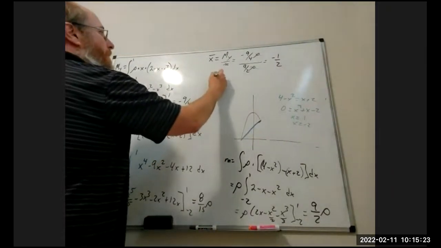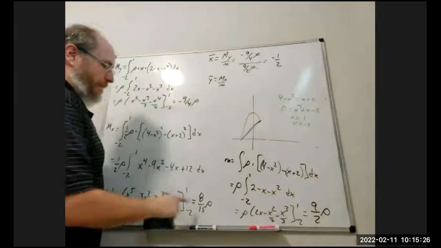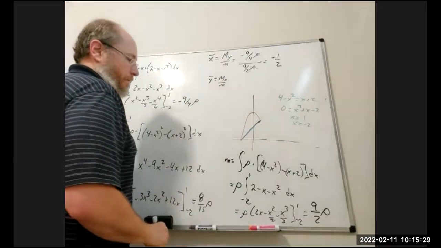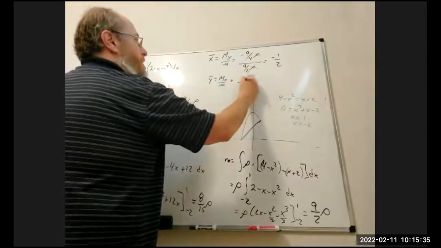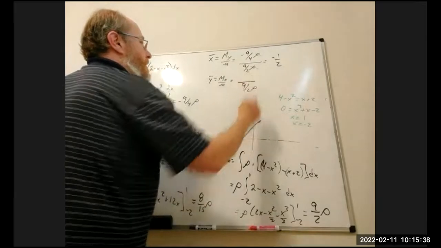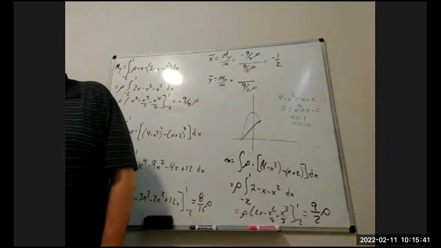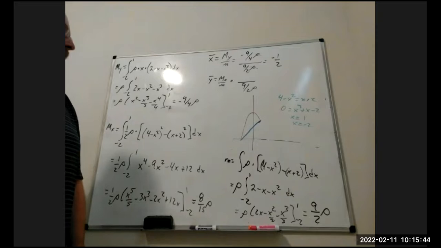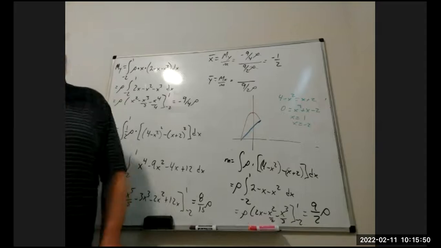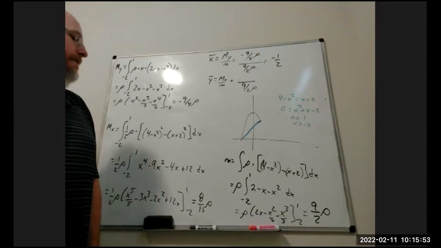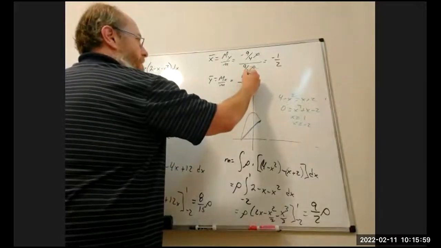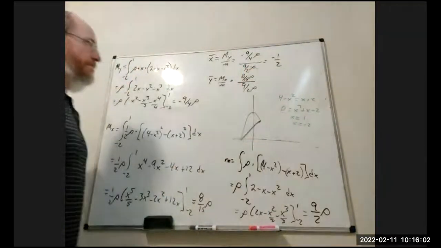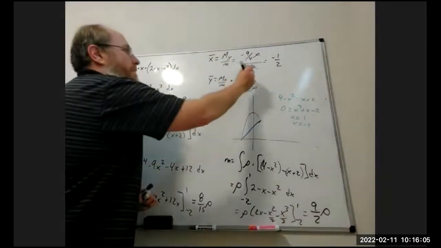All right, so then we go to y bar, same deal, but it's going to be the Mx over the M. So our mass is again 9/2 rho. And then we're going to take our Mx and divide that. All right, well, that's going to be our 8/15 rho. And again, the rhos cancel.